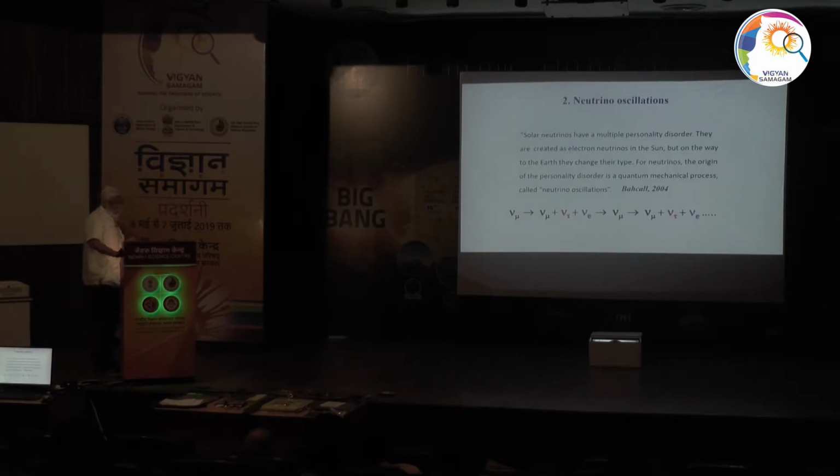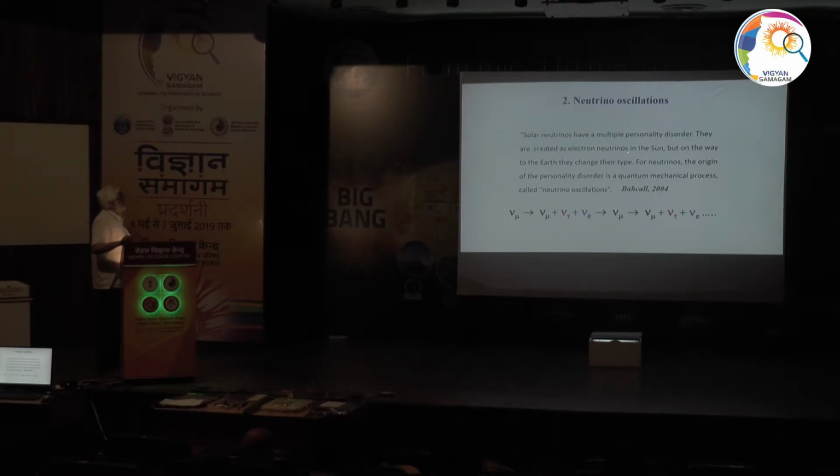Now I come to one of the most important discoveries that was made, namely neutrino oscillations. Let me just give you a kind of background to that from a quote by Bahcall, who was a very leading neutrino scientist and also a leading astrophysicist of his time. The statement is that solar neutrinos have a multiple personality disorder, Jekyll and Hyde. In the day you'd be Jekyll and in the night you would be Hyde, right? So transformation of personality.